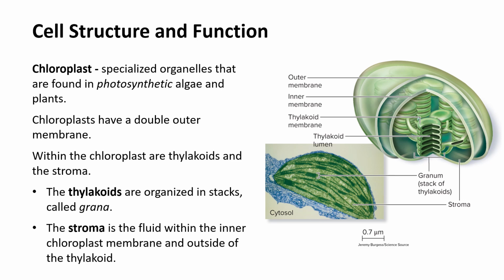So just like we saw with the inner mitochondrial membrane on the previous slide, the cristae and the mitochondrial matrix are important for cellular respiration, we're going to come back and talk about why these thylakoids and stroma are very important for the process of photosynthesis, or how plants are able to take light energy and carbon dioxide and turn that into sugar.